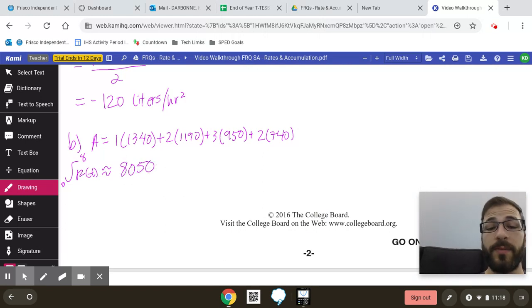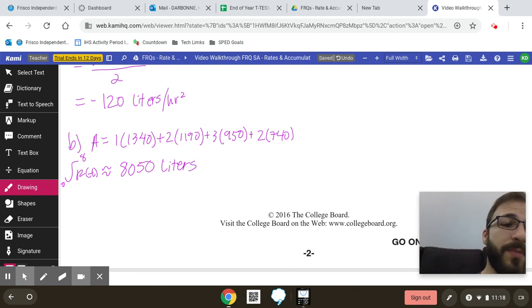And now, once again, talking about units. So we did the integral of R of t. R of t is liters per hour. The derivative of R of t is liters per hour squared, which means the integral of R of t, we're going from velocity, our first derivative, to our original function. So it's just going to be an amount. So this should just be liters.